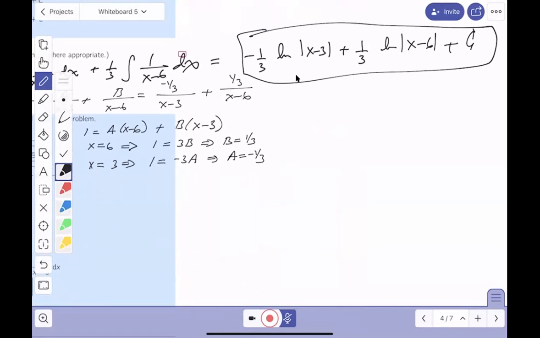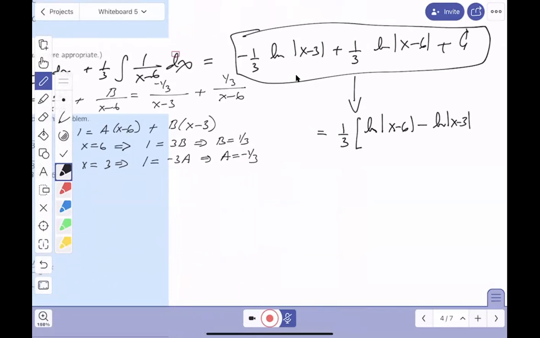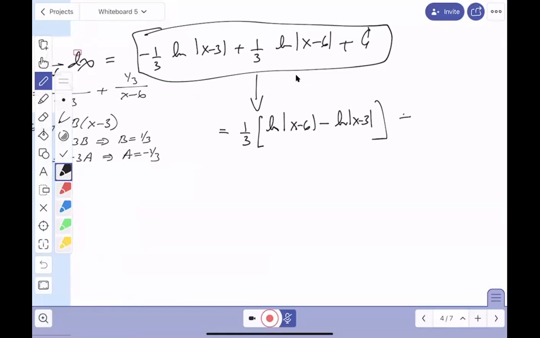I want to go through some simplification though, and I think it's in your interest to do that. I'd probably factor out a 1/3. And I would write this as the natural log, absolute value of x minus 6, minus the natural log of x minus 3, plus c. And I'd probably pull those two logs together: 1/3 natural log of x minus 6 over x minus 3 plus c.